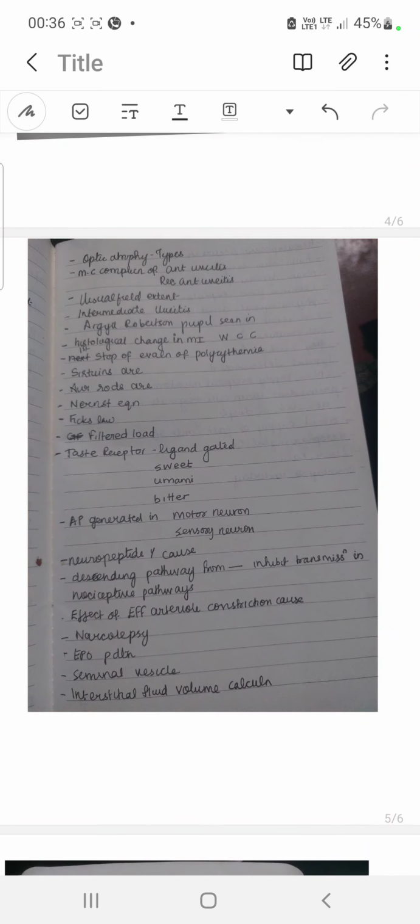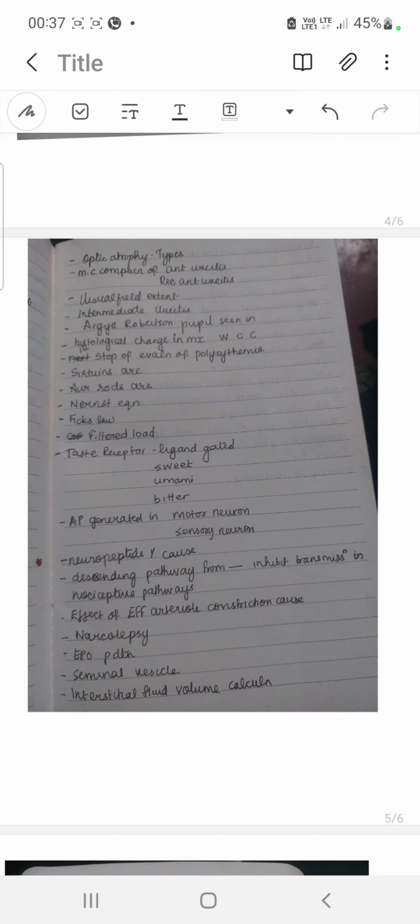Optic atrophy types: you can have primary optic atrophy, the problem with the nerve like multiple sclerosis. Then secondary optic atrophy, papillitis, papilledema. Consecutive optic atrophy means associated with retina problem like retinitis pigmentosa. Most common complication of anterior uveitis, inflammation, is glaucoma, whereas recurrent anterior uveitis leads to complicated cataract.